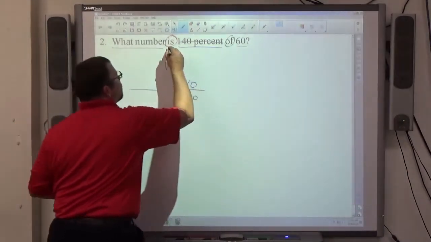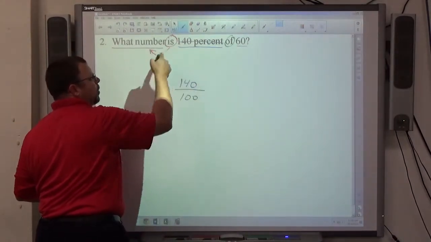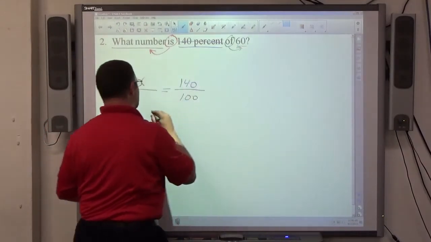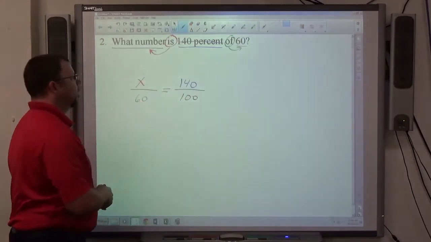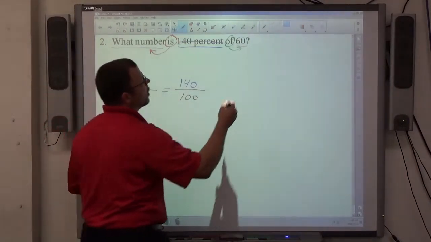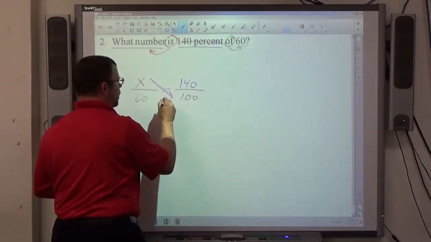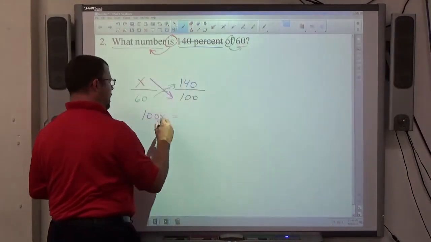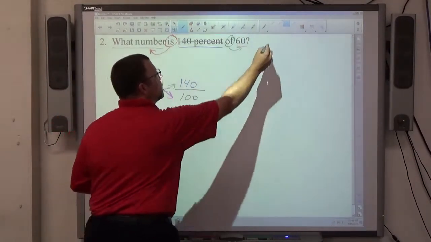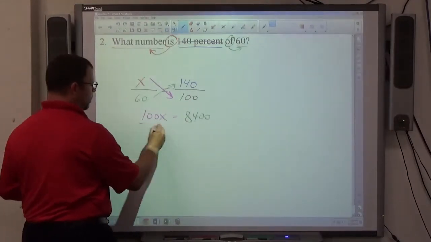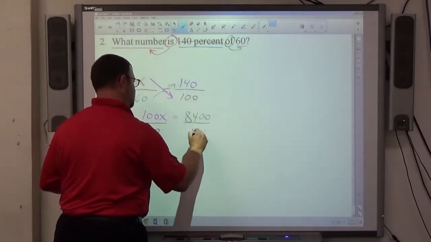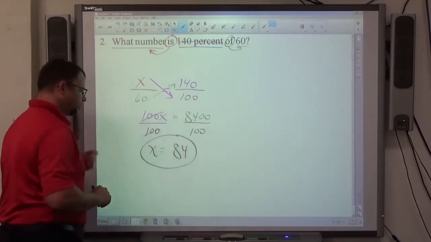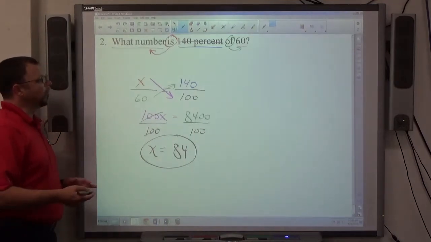And then it says what number is. Again, "is" is also next to 140, which we already used. Unknown goes on top for "is." Of 60, so 60 goes on the bottom. And just like that, we've got another proportion we can solve by cross multiplying. This product, 100x, is equal to this product, 8,400. To solve, we simply have to divide both sides by 100. 8,400 divided by 100 is 84.